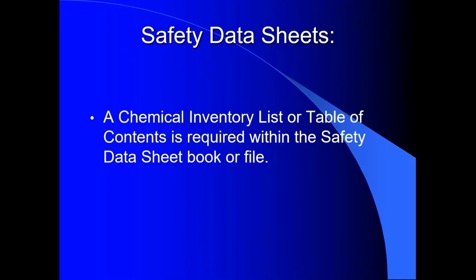Safety data sheets. A chemical inventory list or table of contents is required within the safety data sheet book or file. So you should have a table of contents or chemical inventory list so you can go to the front of the booklet, and if you're searching for a chemical, know where it is within the booklet.